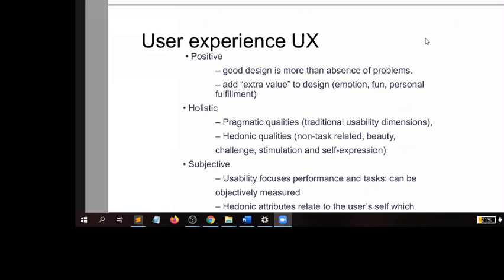Then how do we measure? This is a way in which one can actually look at user experience.